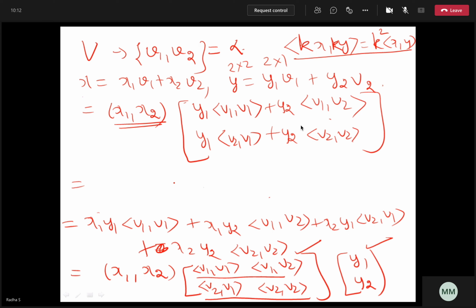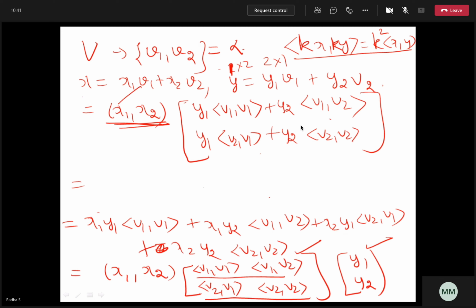Now, what is the size of this matrix? This is a 1 by 2 matrix, right? And this is a 2 by 2 matrix. 1 by 2, 2 by 2. If you multiply, what do you get? Sorry, 1 by 2, 2 by 1. If you multiply, what do you get? A single entry.